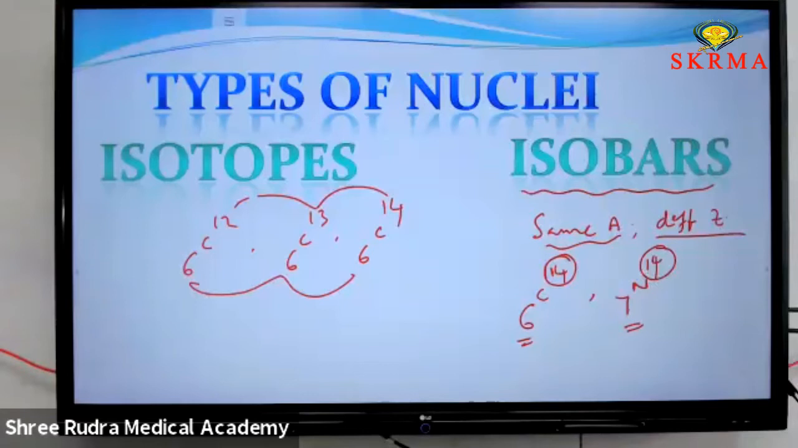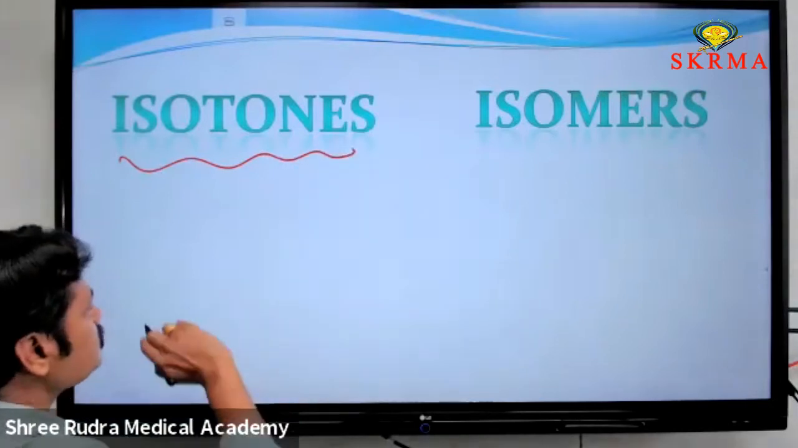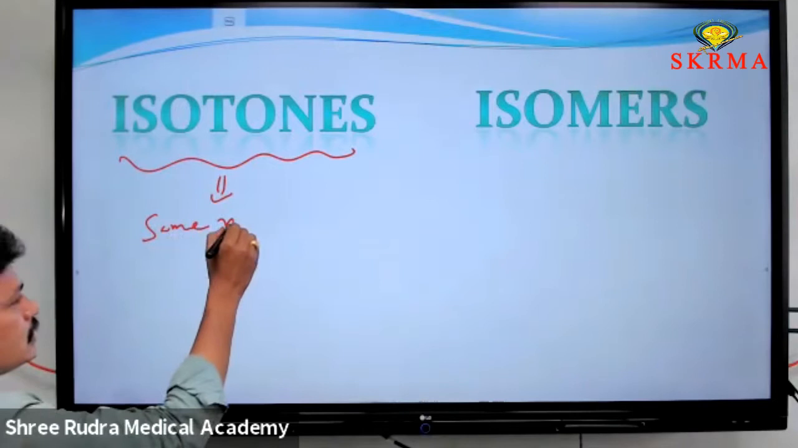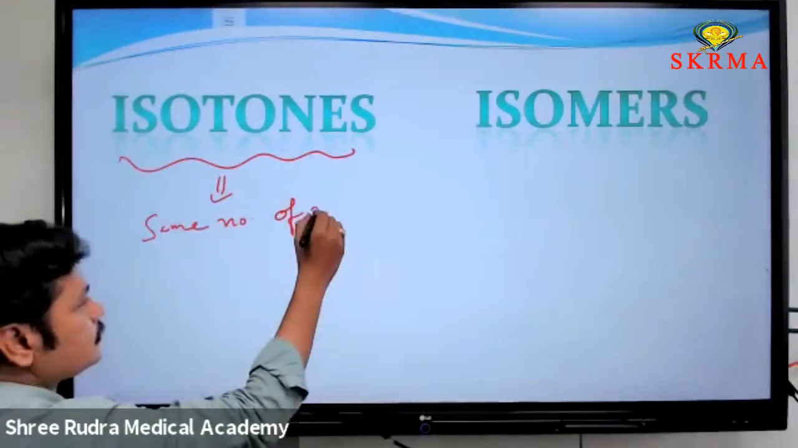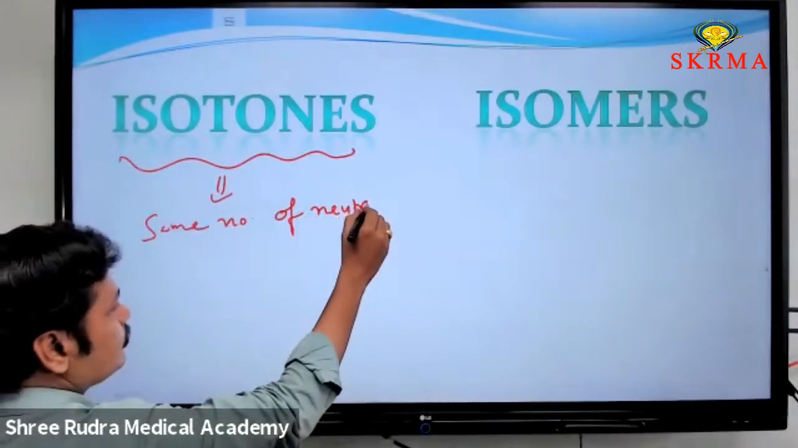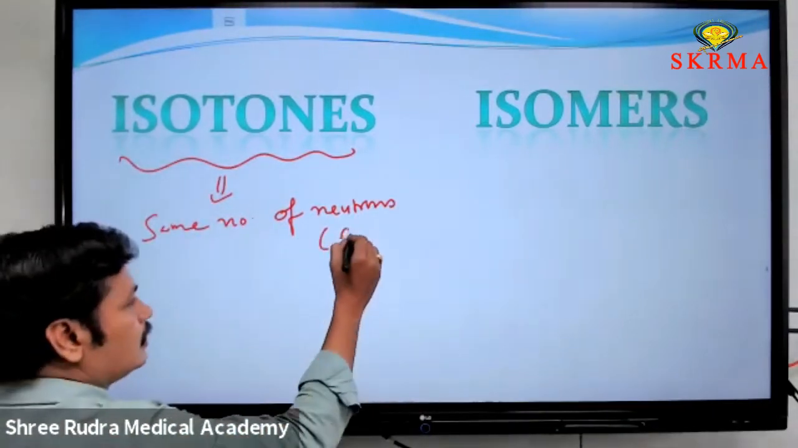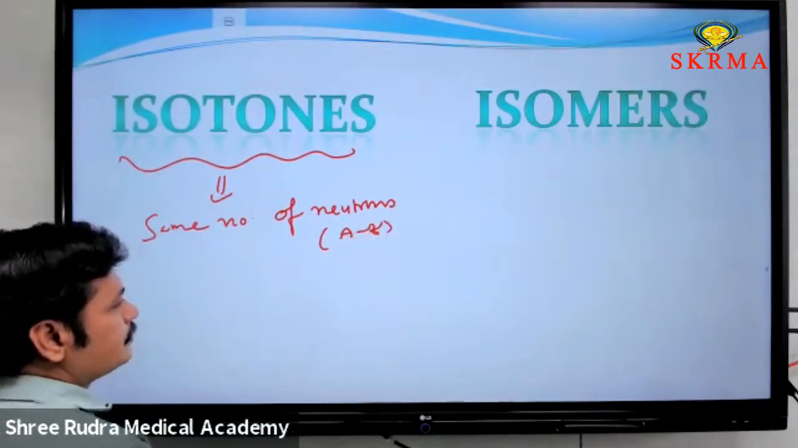What is the next type of nuclei? Those are isotones. Isotones are nuclei with the same number of neutrons, or A minus Z is the same.